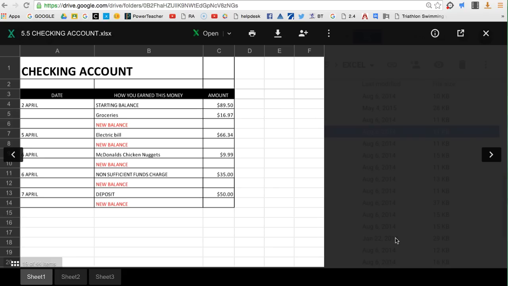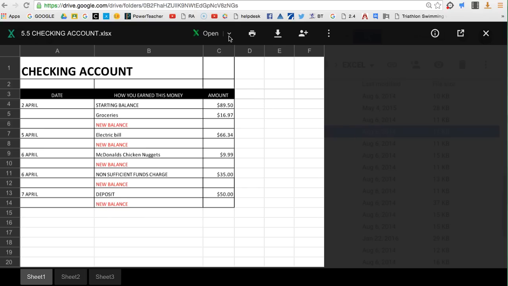Last class, we learned how to do a savings account and how to keep track of our balance, which is how much money we have, and then how to make a record or an account of when we make money, with the date that we made it, how we made it, and how much we made, and then to write an equation that tells us our current balance, our new balance. So today, we are not going to save money, we are going to spend money.